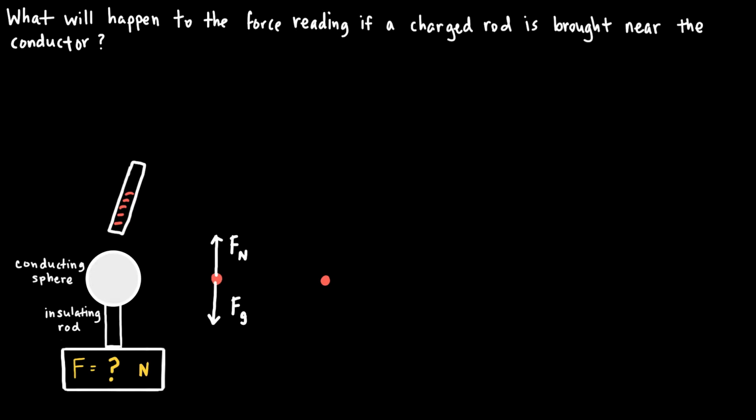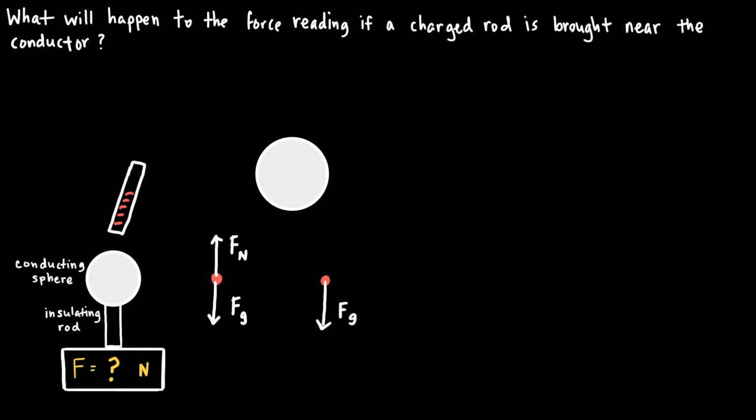The first thing that I'll say for this new free body diagram is that we should expect the gravitational force exerted on the sphere to be the exact same. And that's because the gravitational force exerted on the sphere depends on the mass of the sphere and the mass of the Earth, and neither one of those things are changing, and so the gravitational force should be the exact same. It turns out, however, that the normal force that the conducting sphere experiences does change when the charged rod is brought nearby. So let's take a look at why that might be and how it changes.